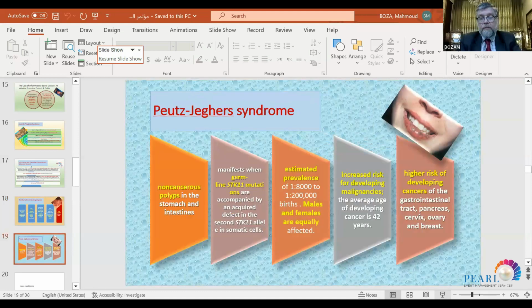Peutz-Jeghers syndrome, which is a non-cancerous polyposis, as you know, is influenced by genetics, and the problem is that there is a high risk of developing different types of cancer later on during life.